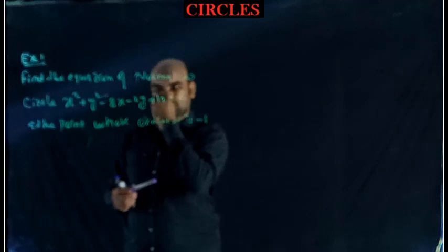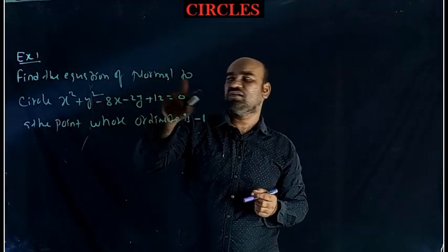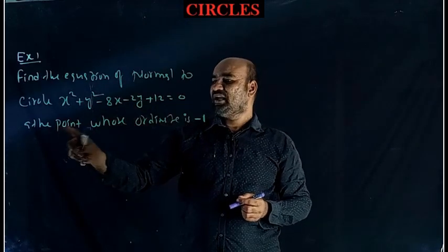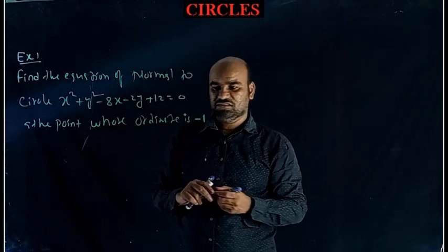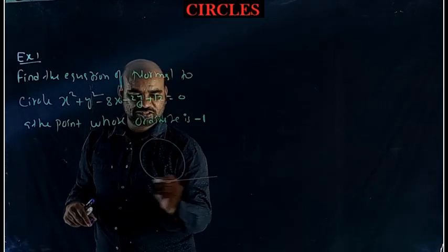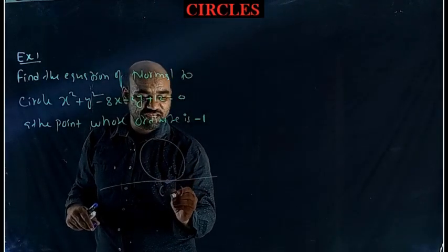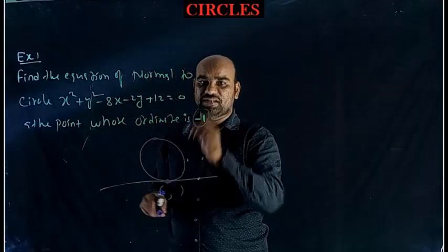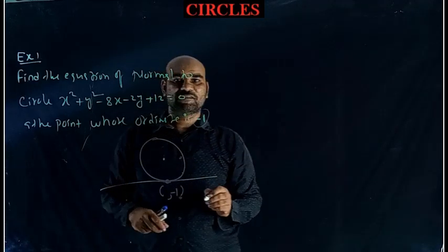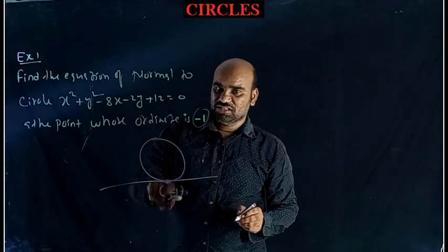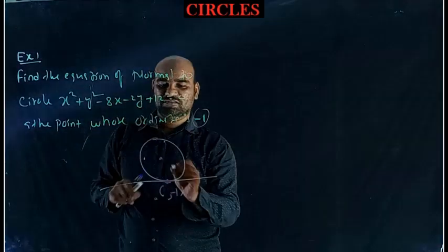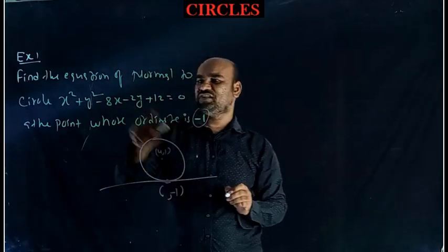Students, example problem. Find the equation of the normal to the circle x square plus y square minus 8x minus 2y plus 12 equal to 0 at the point whose ordinate is minus 1. Observe here. This is the circle. This is the tangent. At the point of tangency, the y coordinate is given. Ordinate means y coordinate. Abscissa means x coordinate. Y coordinate is given as minus 1. First of all, you want to find the x coordinate. Then after you can find the equation of the normal. Because the center is already known, this is 4 comma 1.